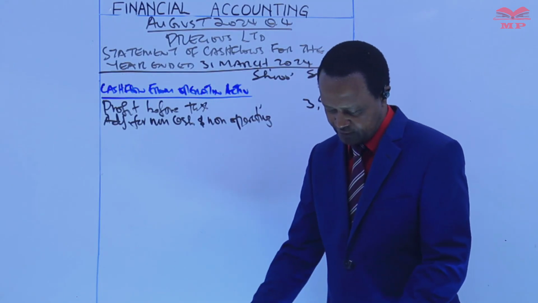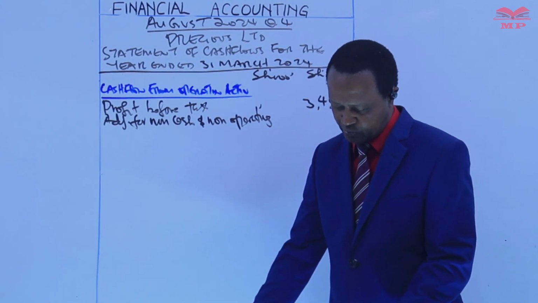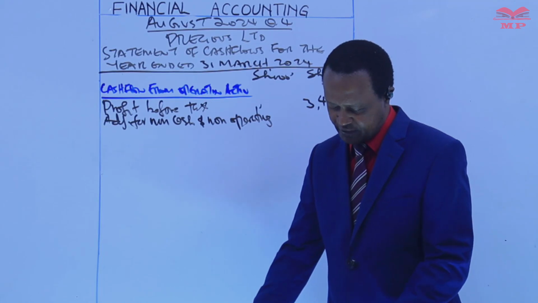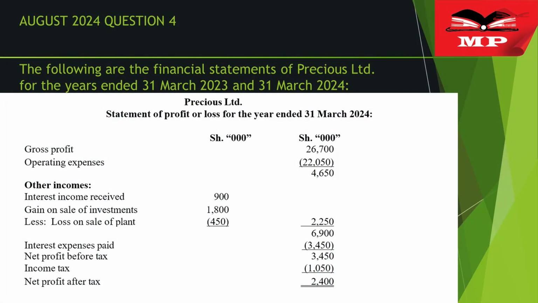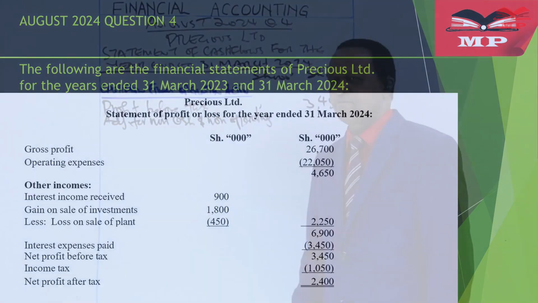Look at the statement of profit or loss account. We begin with the gross profit, then expenses, then you have other incomes, then gains on sale of investments and so on. You have interest expenses paid, then net profit before tax. Do you see that?